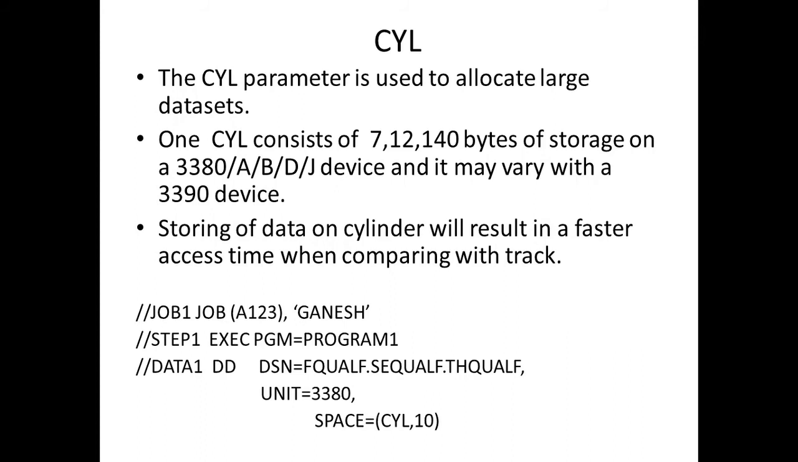Storing of data on cylinder will result in faster access time when comparing with the track. So instead of going track by track, whenever reference is made to the dataset, the entire cylinder will be read instead of one particular track. So the access time is much faster when comparing with the track. So in this JCL we have requested 10 quantities of cylinder.